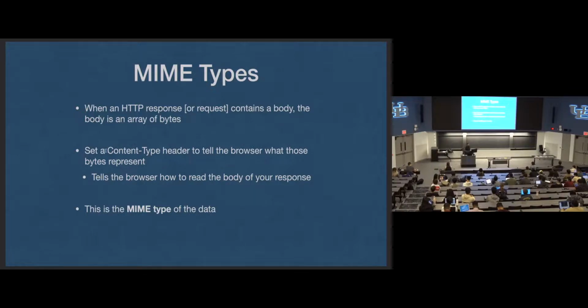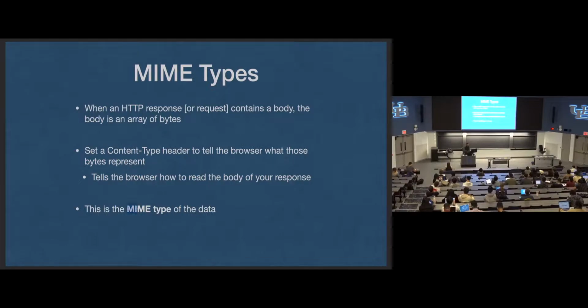This is where the content type headers come into play. When we send a response, to make sure that the browser can read the response that we're sending, we have to make sure that the content type says, hey, this is what the body is. This is what that content actually represents. I know it's just ones and zeros, but this is what's up. The content type is going to tell the browser how to interpret those ones and zeros.